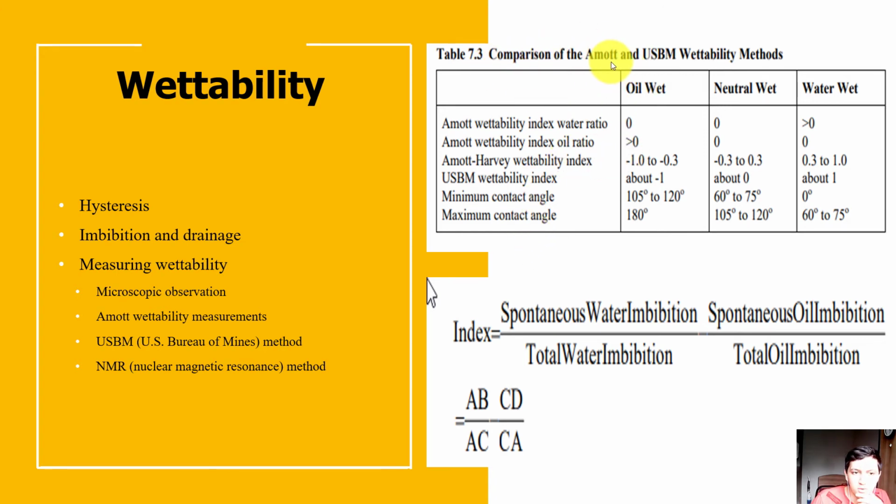For the comparison of the Amott wettability and USBM methods, they are almost the same, but there is a little bit of difference. For Amott, for it to be oil wet, it is from -1 to -0.3. However, for USBM, it should be from -1 around there. So how to find the wettability index? To find this, we need to divide spontaneous water imbibition by total water imbibition, and we subtract from it spontaneous oil imbibition divided by total oil imbibition.